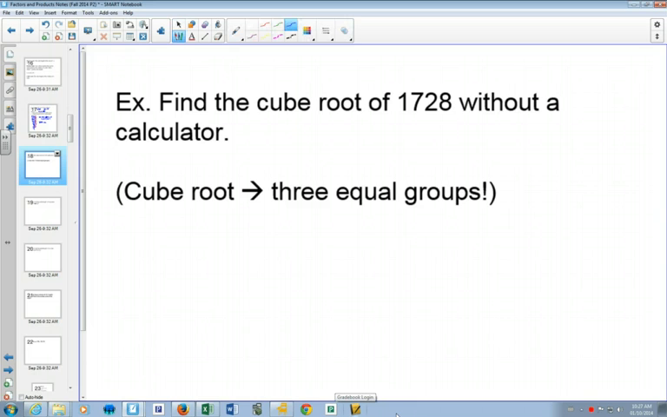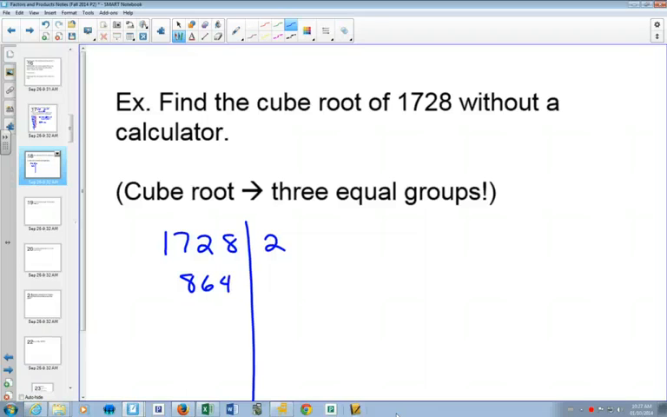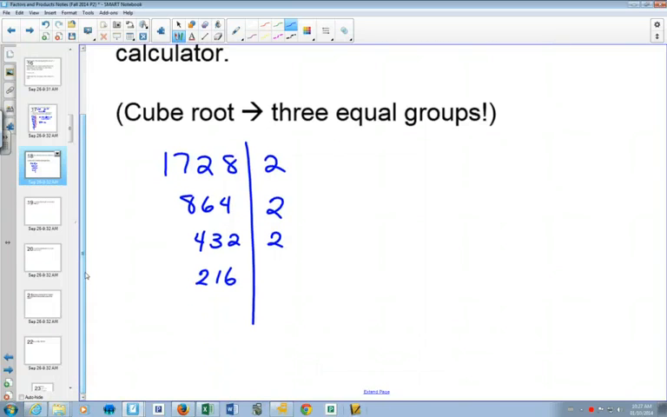All right, let's see how you did. 1728 divided by 2 gives you, what does that make? 864, divided by 2, 432, divided by 2, 216. And if you're finding a cube root, it kind of gives you a hint. If you can divide by 2 once, you're going to have to be able to divide at least 2 more times to make a group of 3.